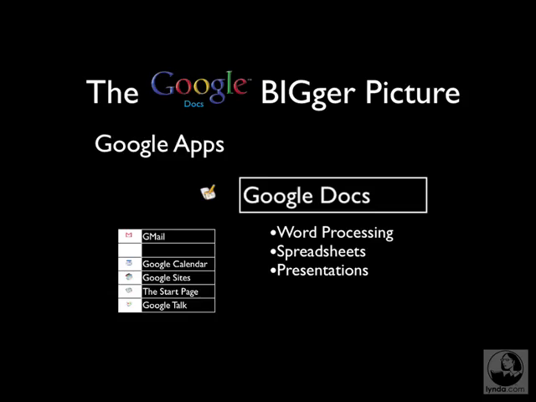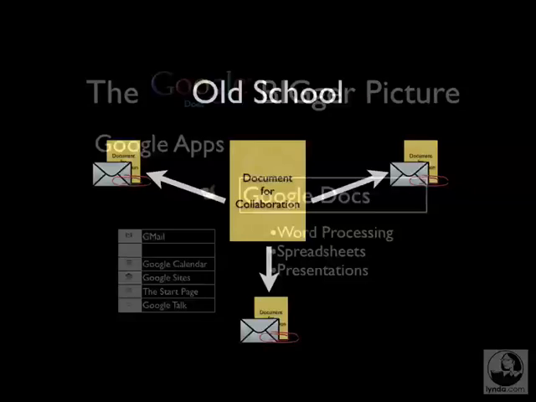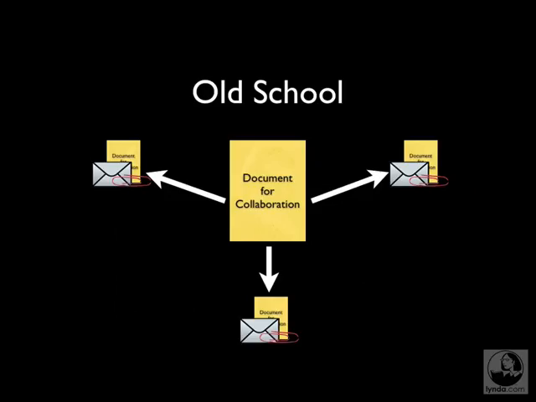Now, I want to talk to you about collaboration for a second because that is the biggest advantage to using Google Docs. Collaboration these days, what I like to call old school, is done kind of like this. You create your document, whether it's a spreadsheet, a word processing document, or a presentation. If you need input or feedback from others, typically what you do is send out an email with an attachment. The attachment is your document. So in this scenario, we want input or feedback from three other people. We send out 3 copies of our document.